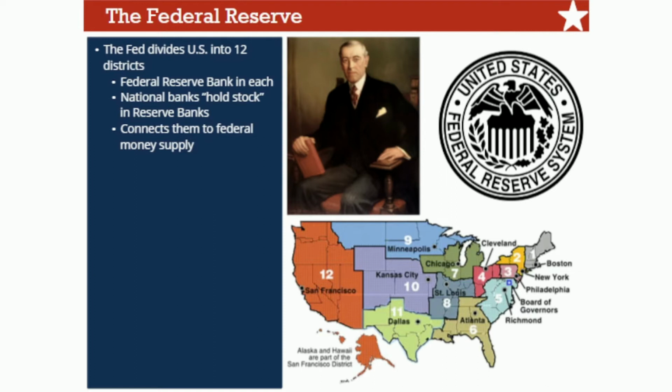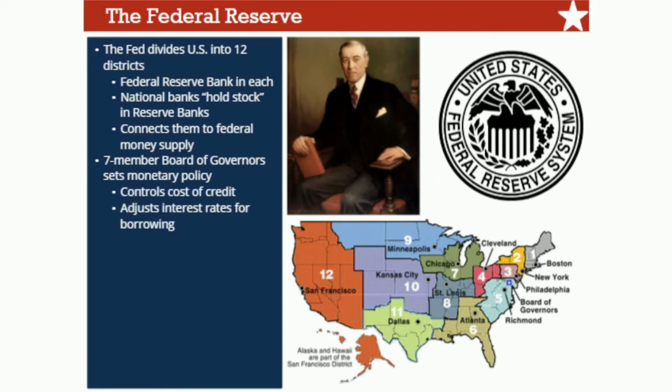Who runs the Federal Reserve? A 7-member board of governors oversees the 12 reserve banks and sets monetary policy for the entire country. This means the Fed can control the cost of credit by adjusting interest rates and making it cheaper or more expensive to borrow money. These measures let the Fed nudge the economy in a particular direction, to encourage consumer spending, for example, or to try to prevent inflation.